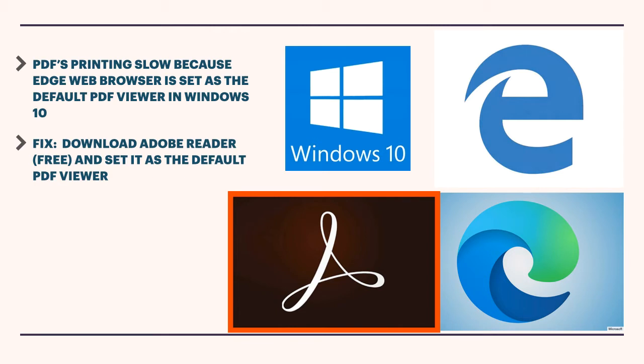I've been noticing a lot of users having problems printing PDFs in Windows 10. There are a couple of reasons why this is happening. One of the biggest reasons is that when Windows 10 came out, Microsoft decided to use the Edge web browser as a PDF viewer. And this is a default in Windows 10. As a result, you will see some documents print slow from the Edge browser. Sometimes you'll print a 5-page document and it may take 10 minutes to print from the Edge browser.